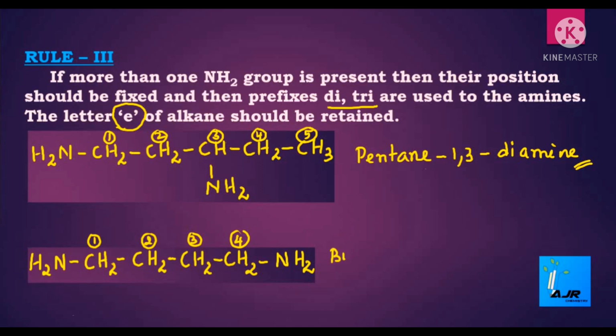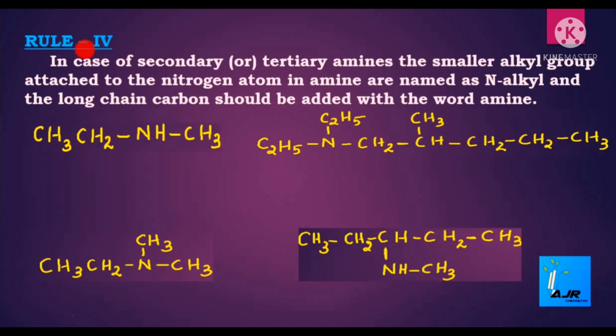Butane. What is the position of the amino groups? 1, 4, is it not? So butane-1,4-diamine. Understood, students? This is how you should name the compound. See the last rule, rule number 4.